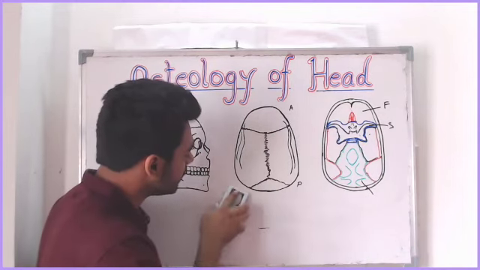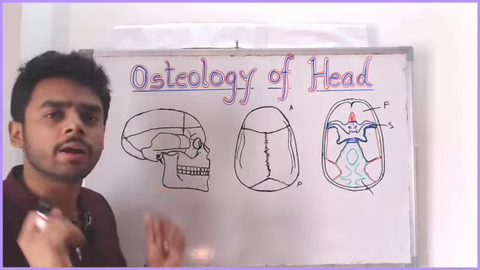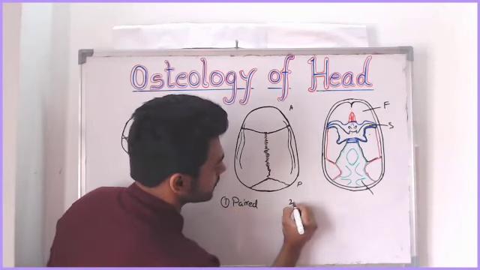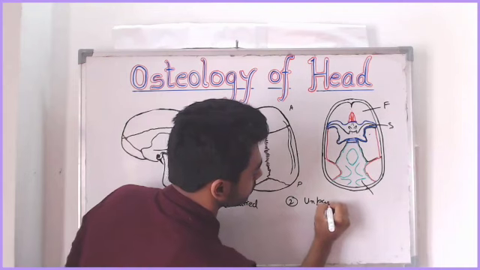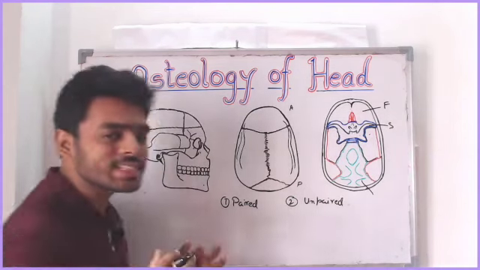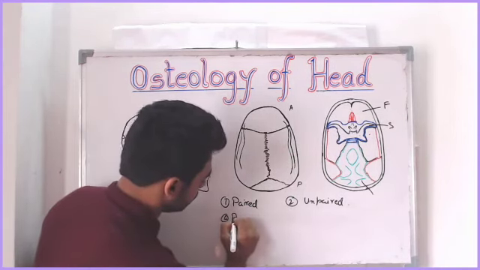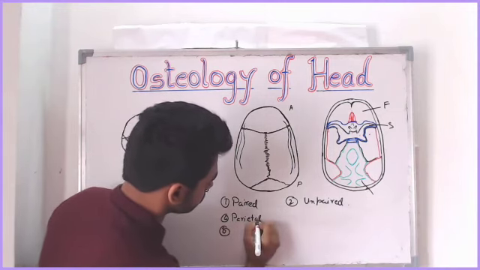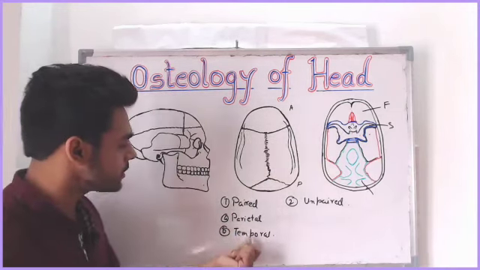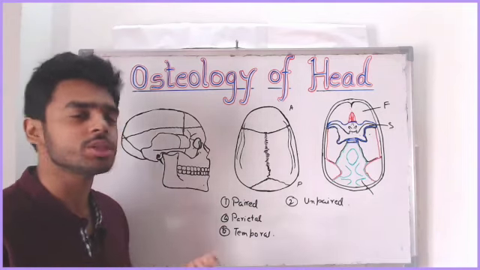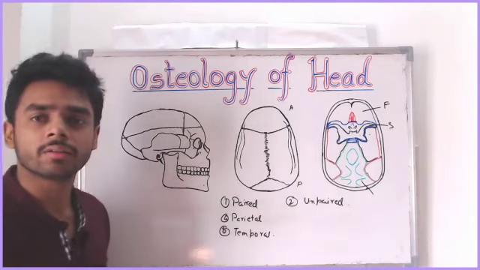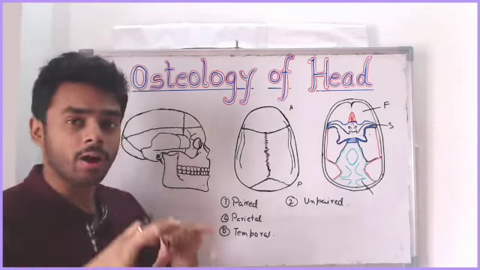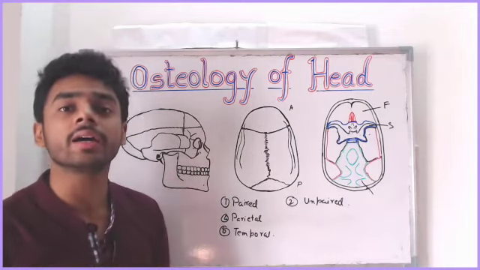Now let me name those 8 bones. First is paired type of bone, and second is unpaired bone, that is found only single. One is parietal, second is temporal. This is the paired bone which is present in the cranium part. We are not discussing the facial skeleton part, only the cranium part, which is surrounding the cranial cavity.